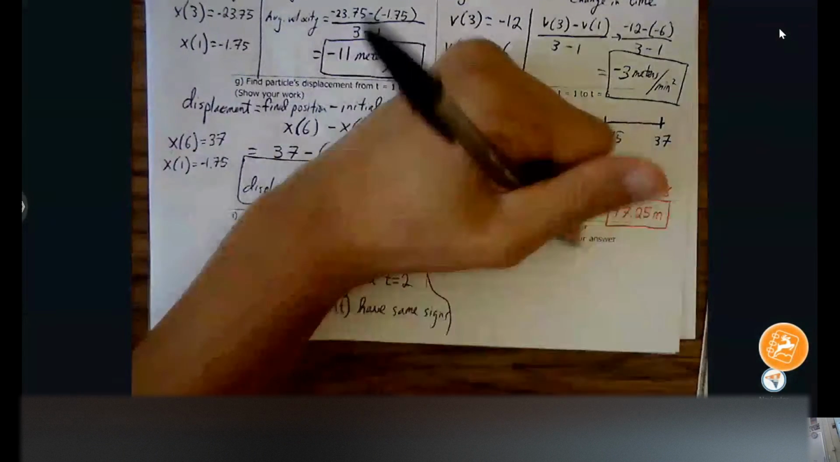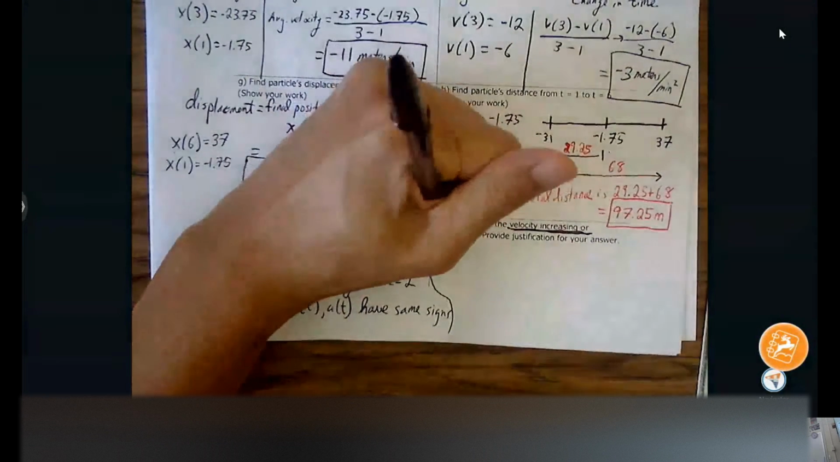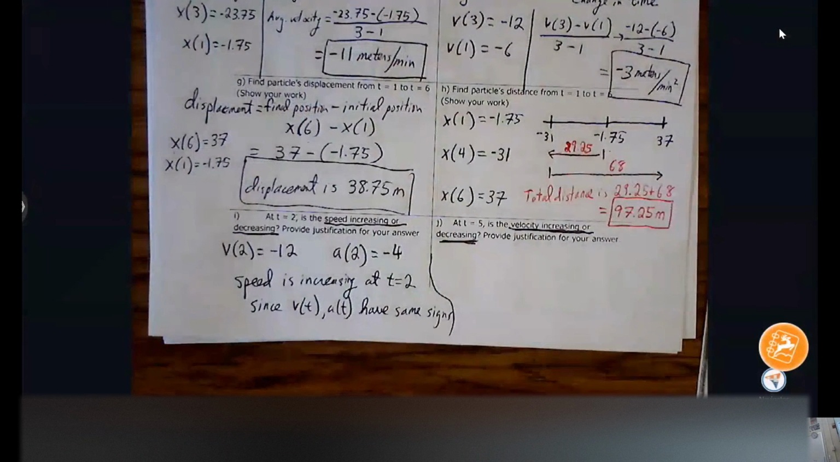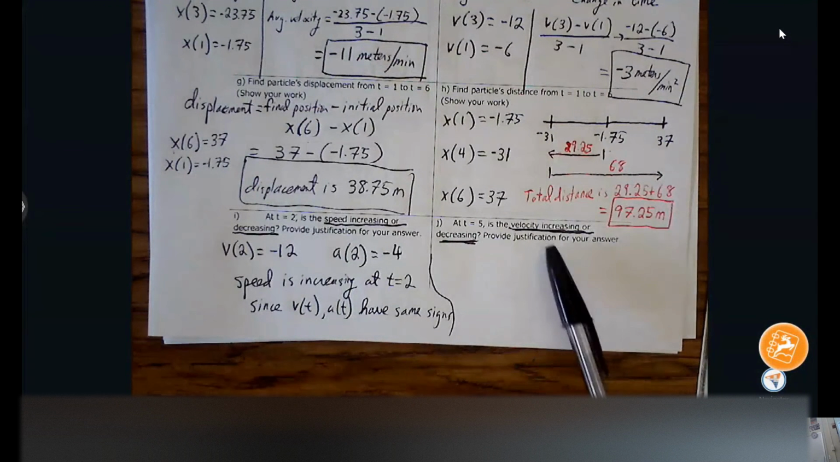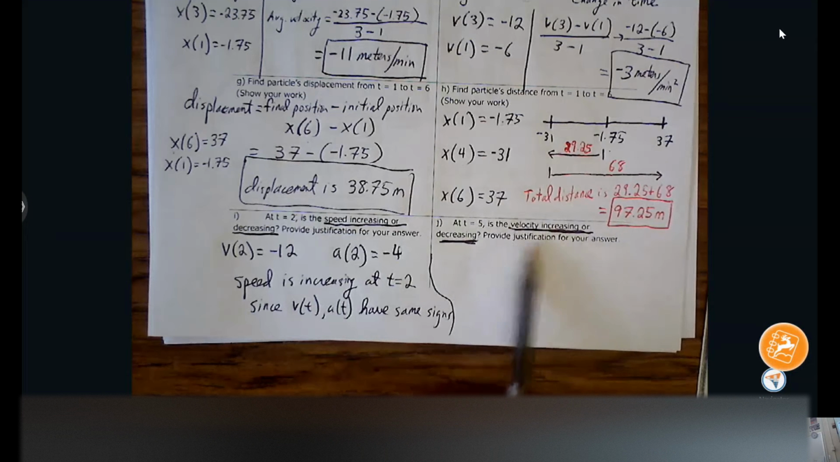Okay, for J, is the velocity increasing or decreasing? How do we interpret that? For velocity, if it's positive, it's increasing. If it's negative, it's decreasing. Yeah, be careful though. What do we look at? Do we look at velocity? Oh, no. The acceleration. Yeah, gotta look at acceleration. I know it's tempting to look at velocity because the word is right there, but that increase, decrease changes the definition, right? It's now talking about the rate of change of velocity.